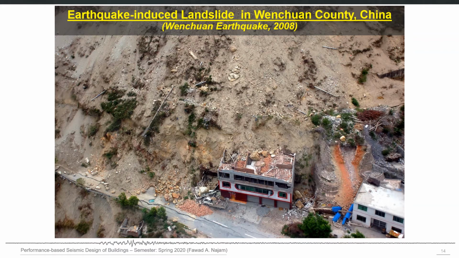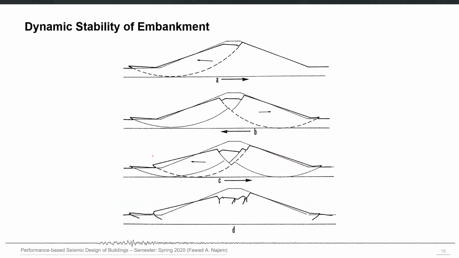So the slopes which are not stable may just trigger landslides, and those landslides may result in significant structural damage and other losses. This example is from the same Wenchuan earthquake in China. You can see here that this landslide caused a lot of damage. The communication system here, you can see the poles and the wires, the whole system is just disrupted.